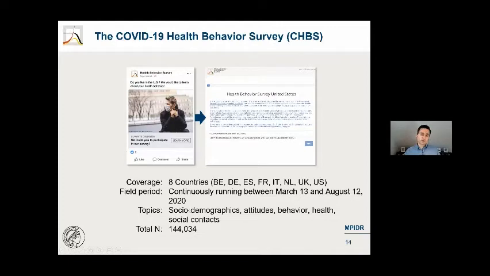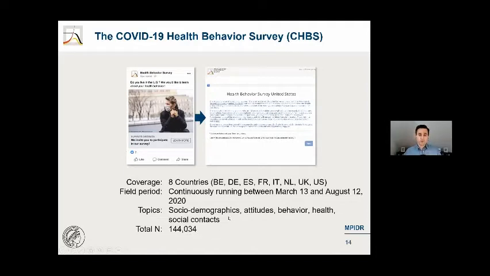The survey focused on sociodemographic characteristics, attitudes in relation to COVID-19, behavior in relation to COVID-19, respondents' health, and the social contacts that they had the day before the survey. Over the entire period, we recruited roughly 144,000 individuals who completed the questionnaire. So this is the number of completed questionnaires, but there were many more participants, as not everybody completed the survey in the end.